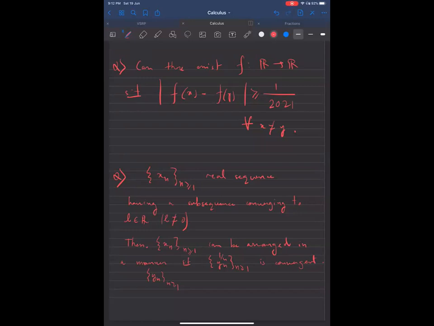Can you please read out the last line of the second question? Yeah, so it's basically saying that you can rearrange the sequence xn in a particular way. Let's say after rearranging, the newly rearranged sequence is yn, then yn to the power 1 by n is a convergent sequence. You can have such a rearrangement of x as a sequence, given that xn has a subsequence which converges to a non-zero limit.